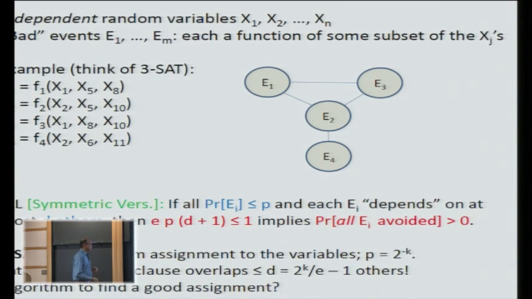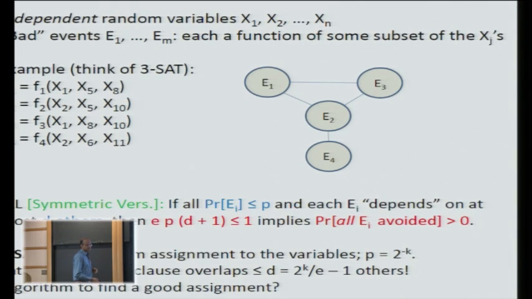For instance, one of the standard applications is a k-SAT formula, where we assume every clause has at least k literals. If you do a random assignment, the probability that any particular clause fails is 2 to the minus k, and therefore if each clause overlaps at most something like 2 to the k over e other clauses, then the formula is satisfiable. The question is how to efficiently find a good assignment, so how to make this constructive.